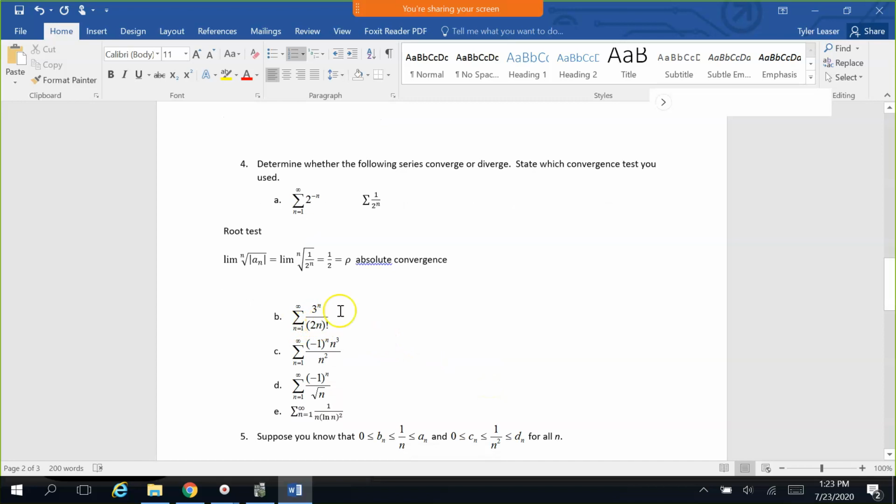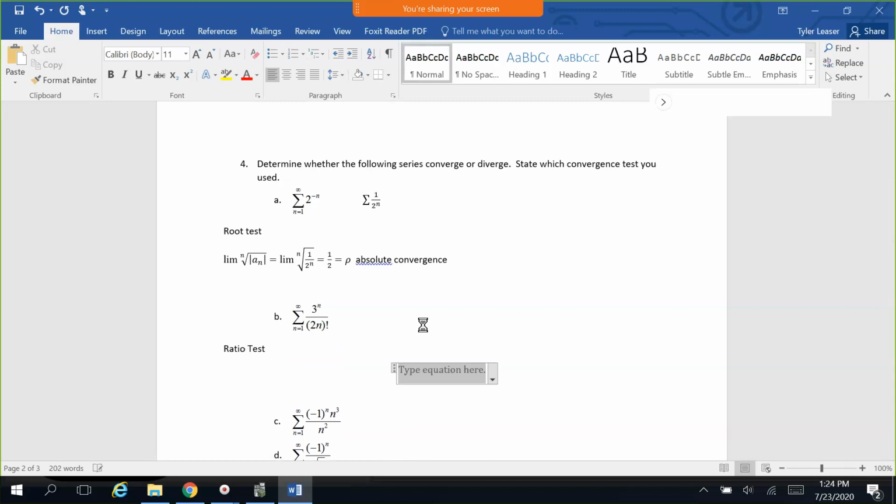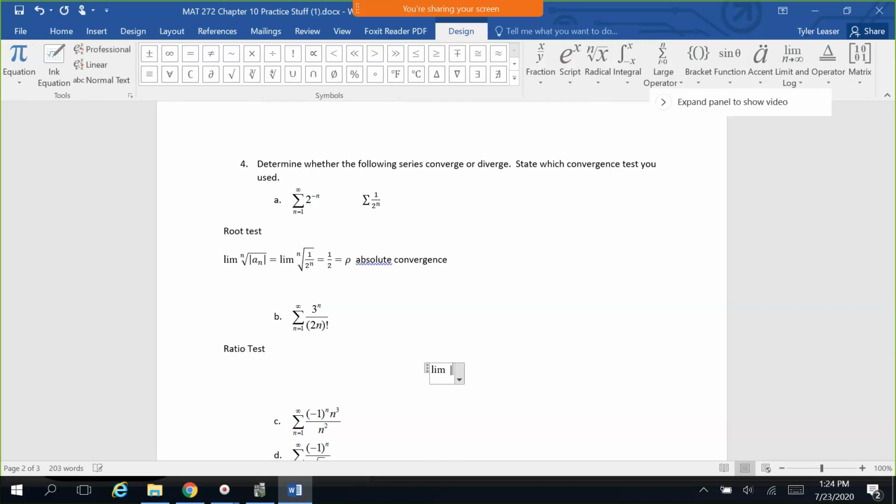All right, so part B, the infinite series 3 to the n over 2n factorial. I'll go ahead and say that anytime you have a factorial, you're going to have to do ratio test. There's not really much else that you can do to help you out. The ratio test is the limit of the absolute value of the n plus 1 term divided by the nth term.